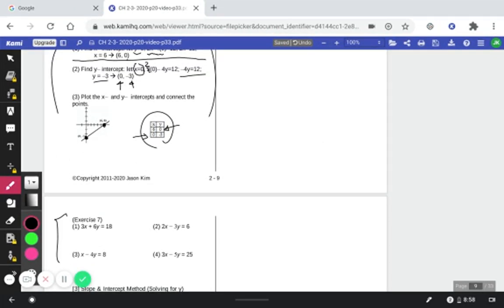Now practice more with exercise 7. Pause the video, graph this, and check your answer with the solution key at the bottom. Okay, pause the video now.